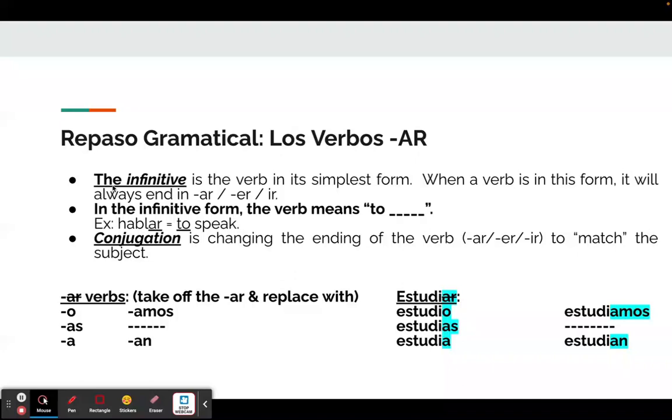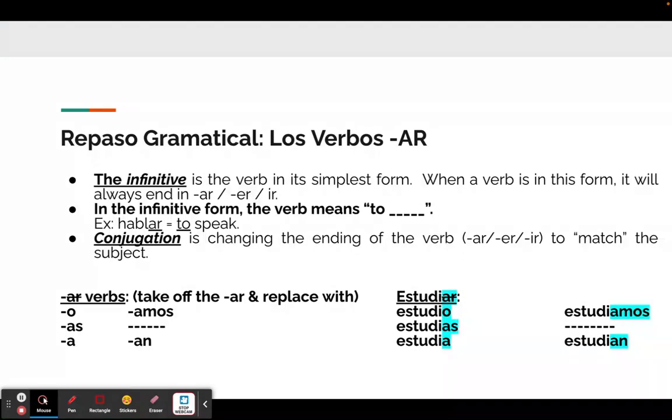So, when a verb is in this form, it will always end in AR, ER, or IR. And in the infinitive form, the verb means to something. So, for example, hablar means to speak. See? So, we don't say I to speak, you to speak, etc.